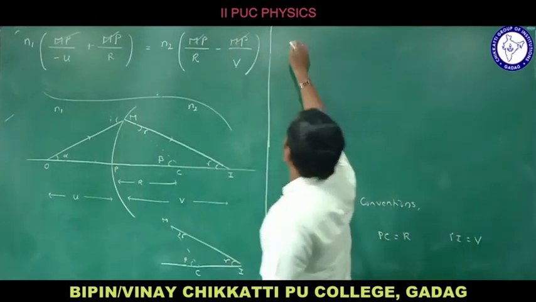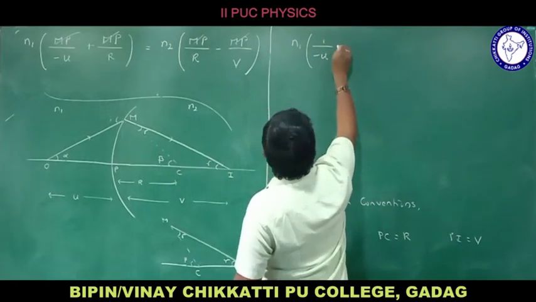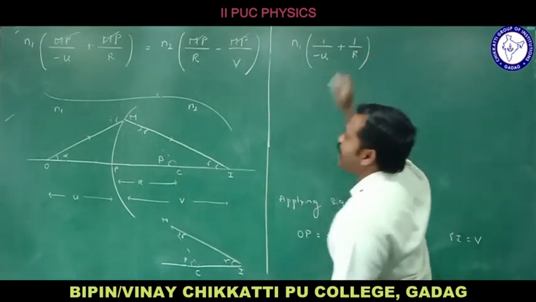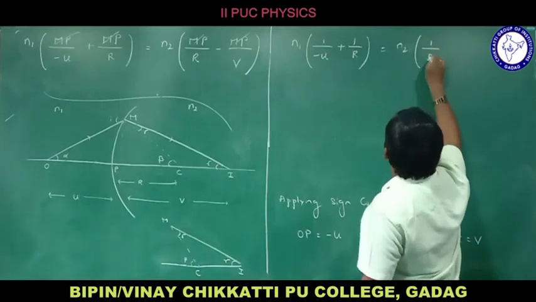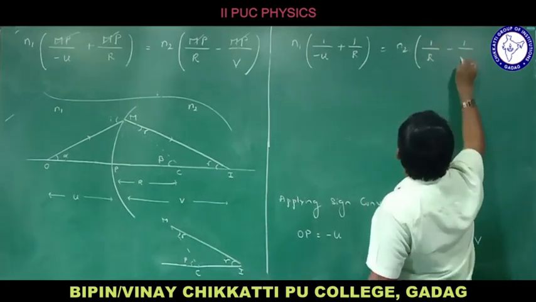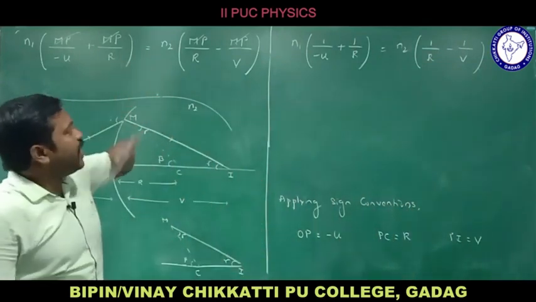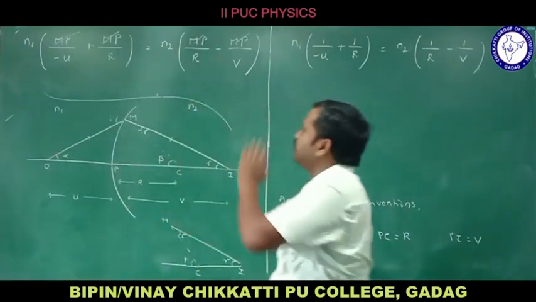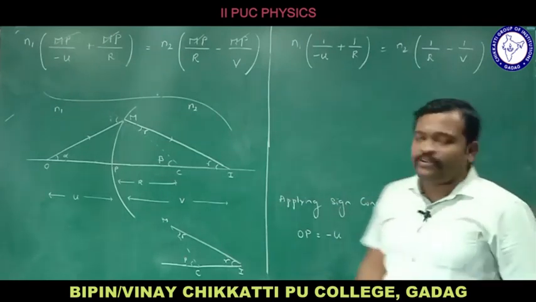Okay, so that I'll be getting this equation: N1 into bracket 1 divided by minus U plus 1 divided by R, that is equal to N2 into bracket 1 divided by R minus 1 divided by V now here, right? Instead of taking MP common and cancelling it out, I cancelled there itself. So I got this equation now here, right? Now what shall I do? So what do I get?